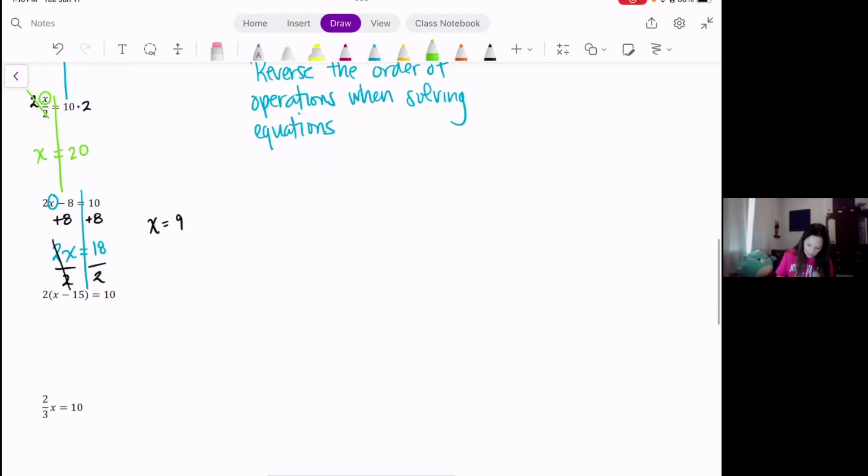Looking at my next example, here I have multiplication and subtraction, just like previously, except I have parentheses now. And typically I do what's inside the parentheses first, and then I would multiply, but I'm going to reverse that. So I'm actually going to undo the multiplication first, and then I'm going to work inside the parentheses. So that multiplication is undone by dividing by 2.